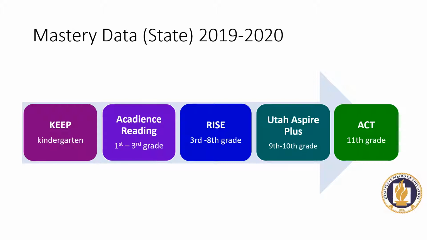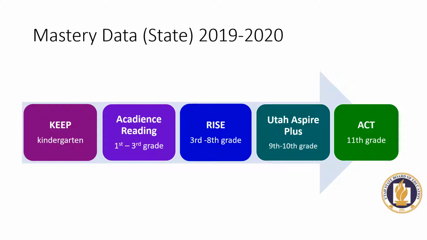4, 5, 6, 7, and 8, and then science starting in grade 4, 5, 6, 7, 8. We also assess writing in grades 5 and 8, not 5 through 8, just 5 and 8. The Utah Spire Plus is an assessment that measures English, reading, math, and science in grades 9 and 10. One advantage of the Utah Spire Plus is that it also provides a predicted ACT score and is meant to be an indicator of college and career readiness.